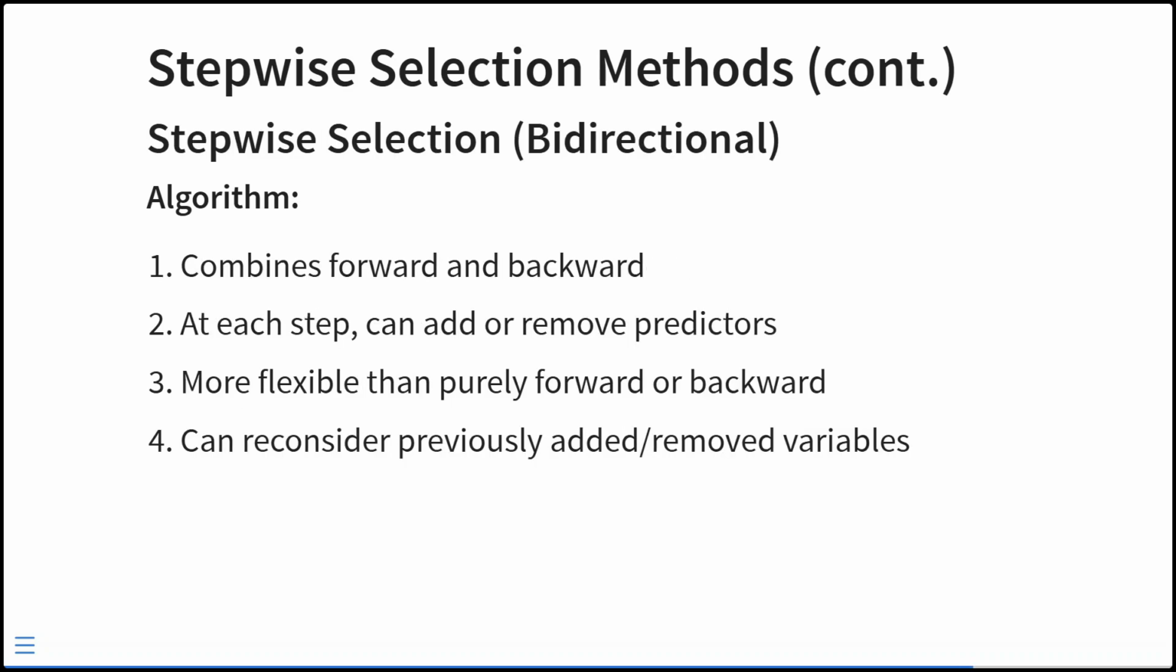Then we have what we call the stepwise method, which is bidirectional. You are combining both forward and backward selection. So at each step, you can either add or remove predictors, and this is more flexible than the forward and the backward. And you can also reconsider previously added or removed variables.